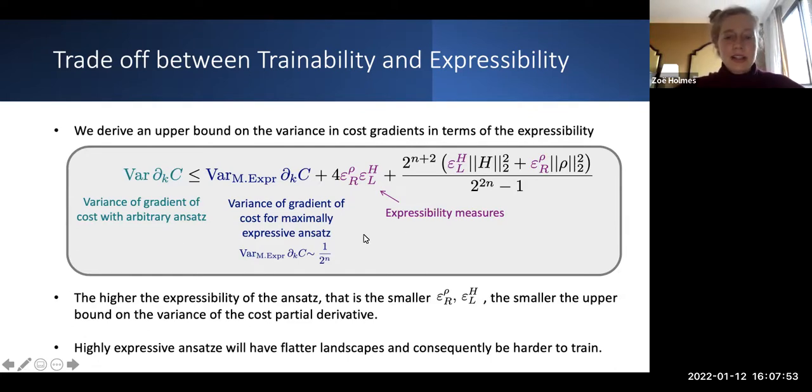So it means that highly expressive ansatz are going to have flatter cost landscapes and consequently be harder to train. So that draws this fundamental trade-off between the expressibility and the trainability of an ansatz. And also this bound we expect to be more widely useful because prior results only applied to ansatz that form two designs, but most ansatz you're going to use are not going to actually be two designs, whereas this bound holds for generic ansatz.